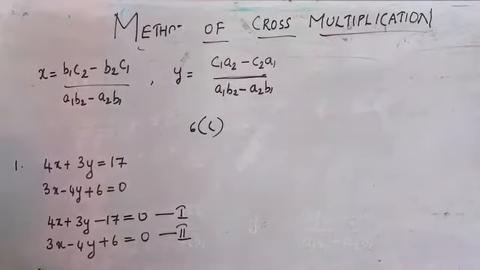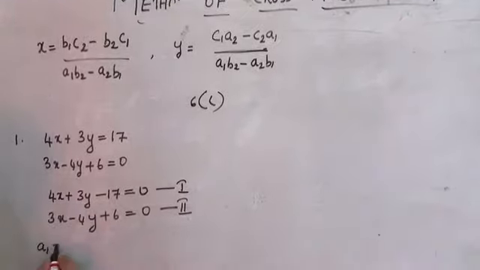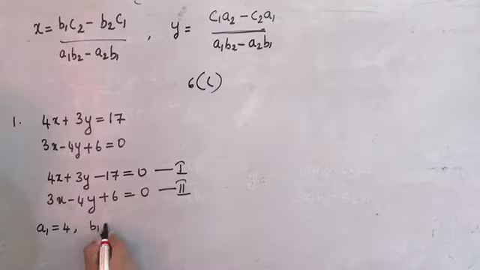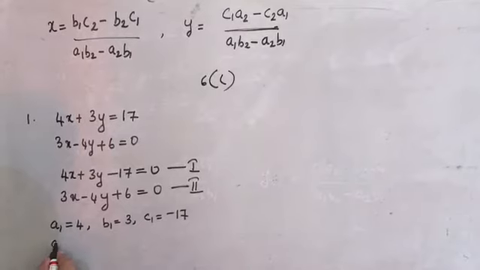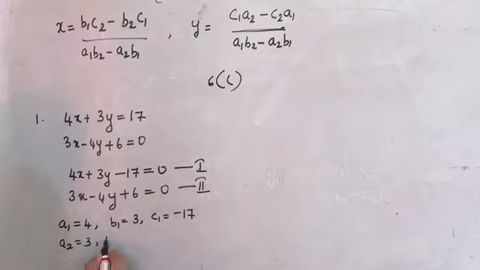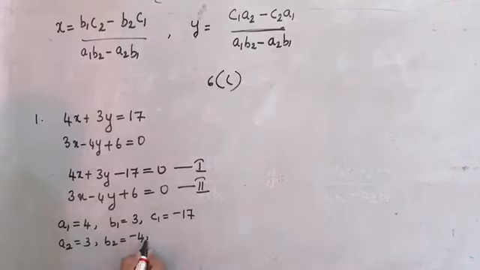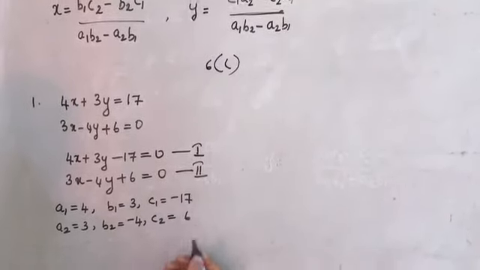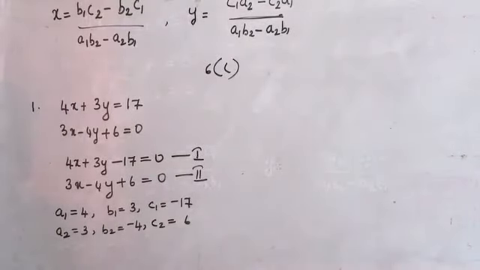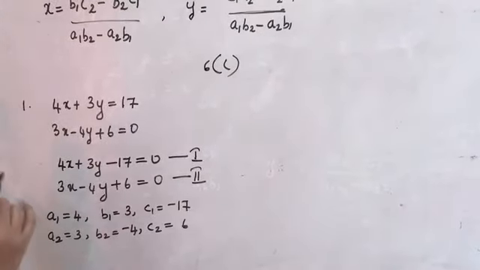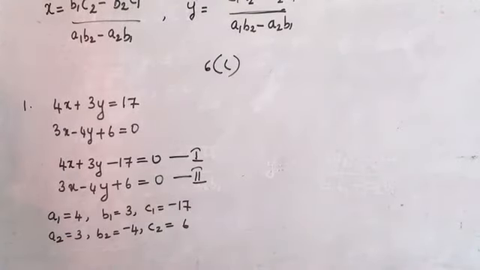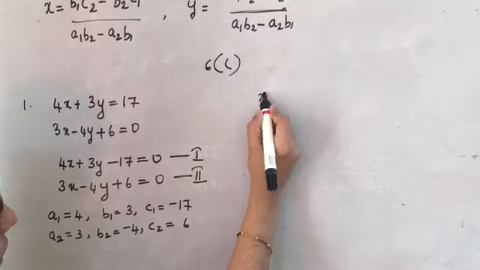So let us write down what is a1 here. a1 is 4, b1 is 3, c1 is minus 17. Here a2 equals 3, b2 is equal to minus 4 and c2 is equal to 6. So you got all the 6 values now. So now what we have to do is substitute the values of a1, b1, c1, a2, b2, c2 in x and y. So what is our x now? You can directly find the value of x now.